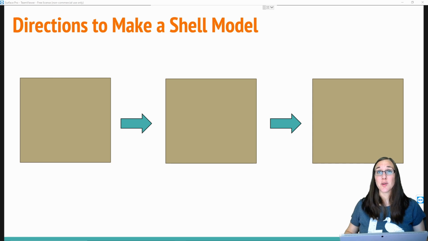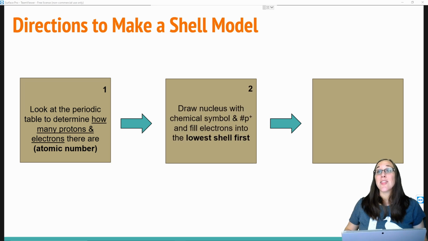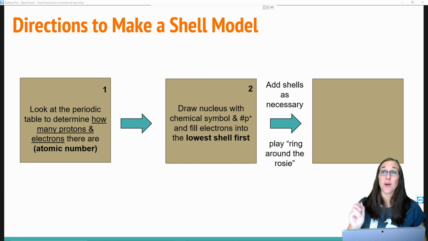So here are some directions. If you're more of a person that likes to have a step-by-step thing in your notes, feel free to kind of jot them down. The first thing that we do is always look at the periodic table to figure out how many protons and electrons there are for that particular atom, i.e. the atomic number is what we're looking at. Then we need to draw the nucleus, that first little circle that I put the number of protons in and also the element symbol, the chemical symbol. And then I draw the lowest shell that only fits 2 electrons around that. I add shells as necessary, playing ring around the rosy, meaning that I'm not pairing them up until I've gone all the way around once, at least.